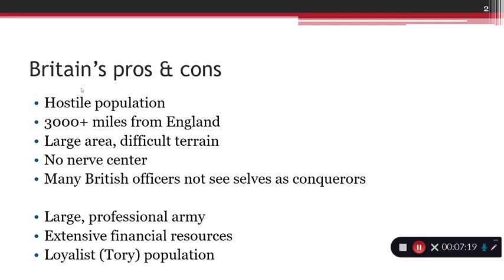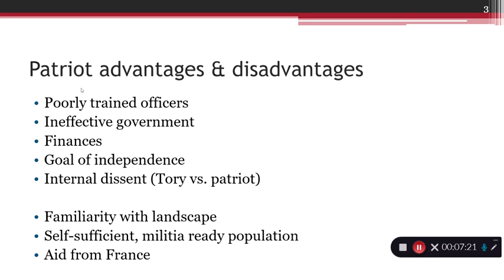So Britain's pros and cons. What do we see then for the American side? In some cases, the American pros and cons are the flip of what we see for the British. The Americans, for the majority of the war, and throughout the majority of the theaters of the war, have fairly poorly trained officers.